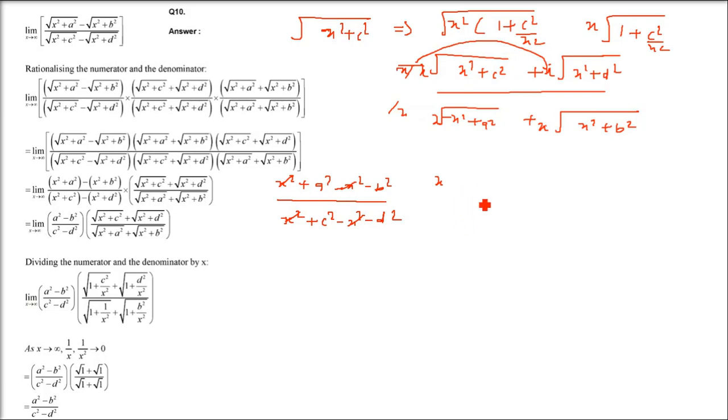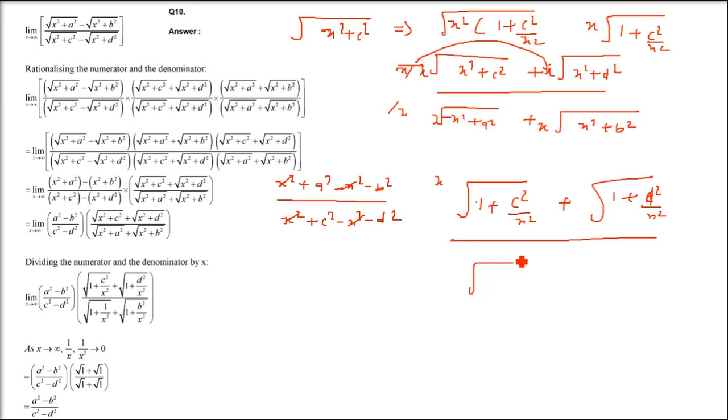So you have under root 1 plus c square by x square, plus here also you will get under root 1 plus d square by x square. Just assume that x we have already taken out. Then we have under root, and we have taken x square common, so 1 plus a square by x square. Here you will get 1 plus b square by x square.